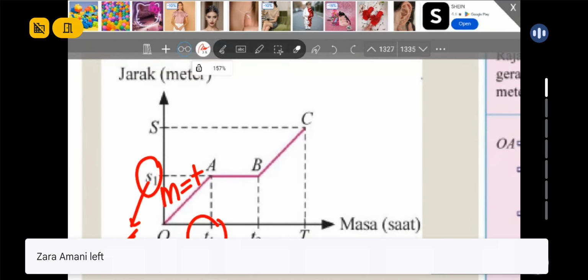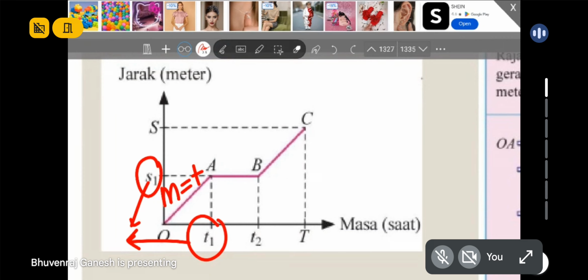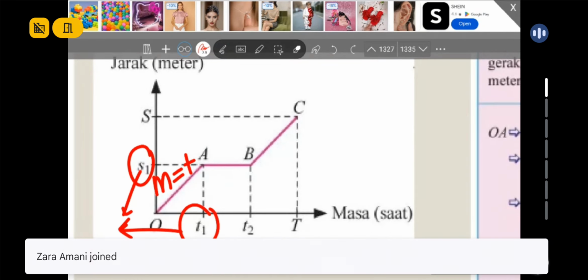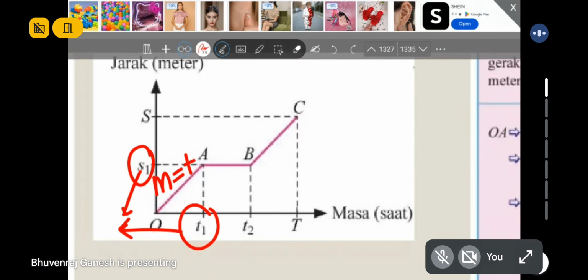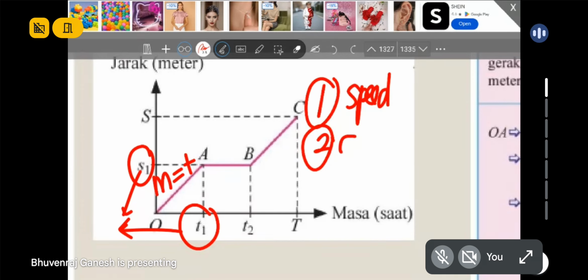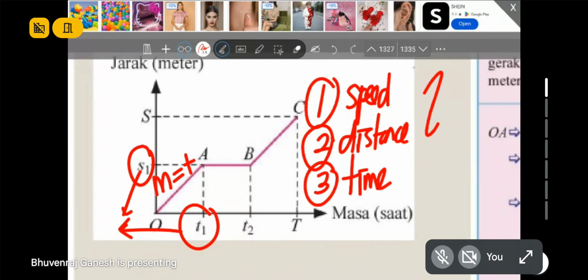So the question will ask you to describe the motion of OA. Okay, huraikan gerakan kat OA. So kamu kena bagi tahu 3 perkara. Always these 3 things. First, you tell the speed. Second, you tell the distance. Third, you tell the time. All this information must be in your answer. Understand guys? Semua info ni kena ada. Laju, jarak, masa. Bila suruh huraikan.